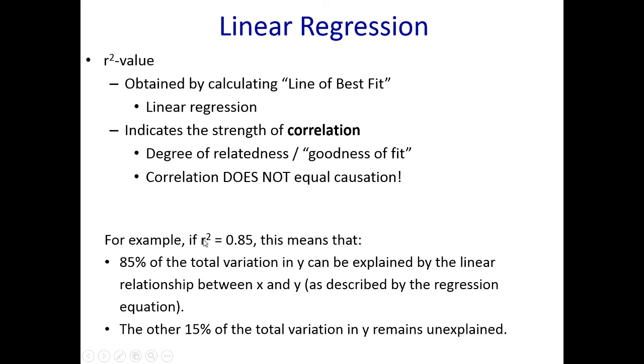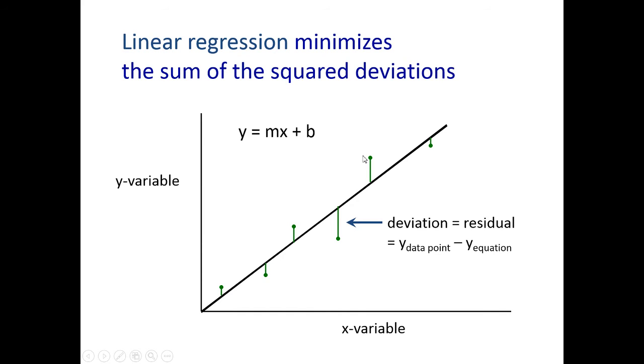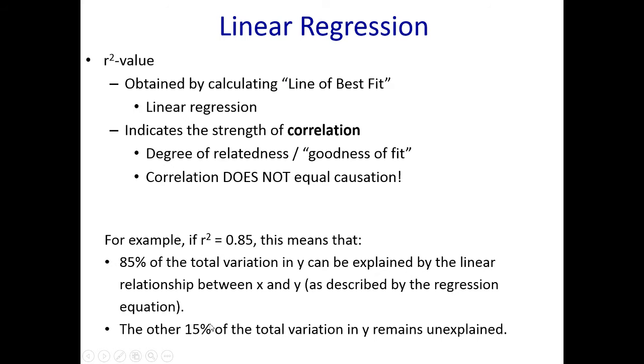For example, if our R-squared value equals 0.85, what does this mean? This means that 85% of the total variation in y can be explained by the linear relationship between x and y. So 85% of the variation of those dots, let me go back, 85% of the variations in these data points can be explained by this line. The other 15% can't. The other 15% of the total variation in y remains unexplained. So 85% is pretty good. That means we have 85% confidence, so to speak, that our line fits our data. That there's a high strength of correlation.